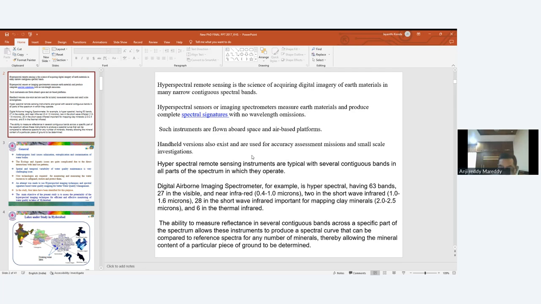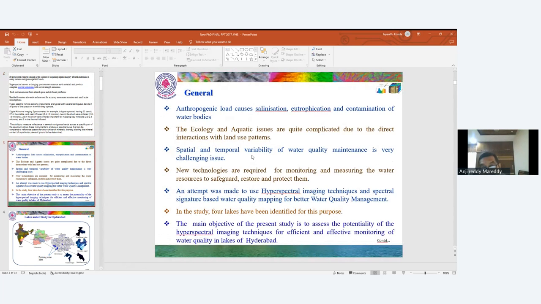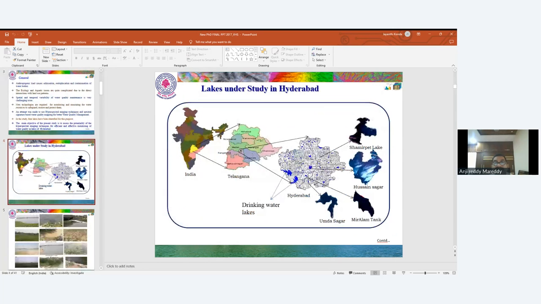This is just broadly the essence of hyperspectral remote sensing. Now, coming to my actual water quality issues, I am going to touch on the different lakes. You can have a look at this slide. We have India and the Telangana region of India, with different districts, and within that we have Hyderabad. You see the different lakes. There are a number of lakes in Hyderabad. Each and every blue dot indicates one lake in Hyderabad city.